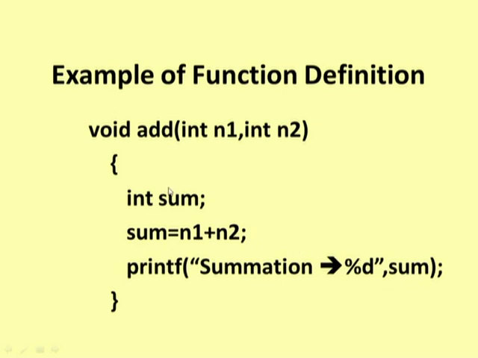Now here please remember n1, n2 and the sum. The scope of variable n1, n2 and sum is limited up to the add function. After the add, you cannot access the variable value sum, or you cannot access the variable value n1 and n2. These are the local variables for add function. Clear?